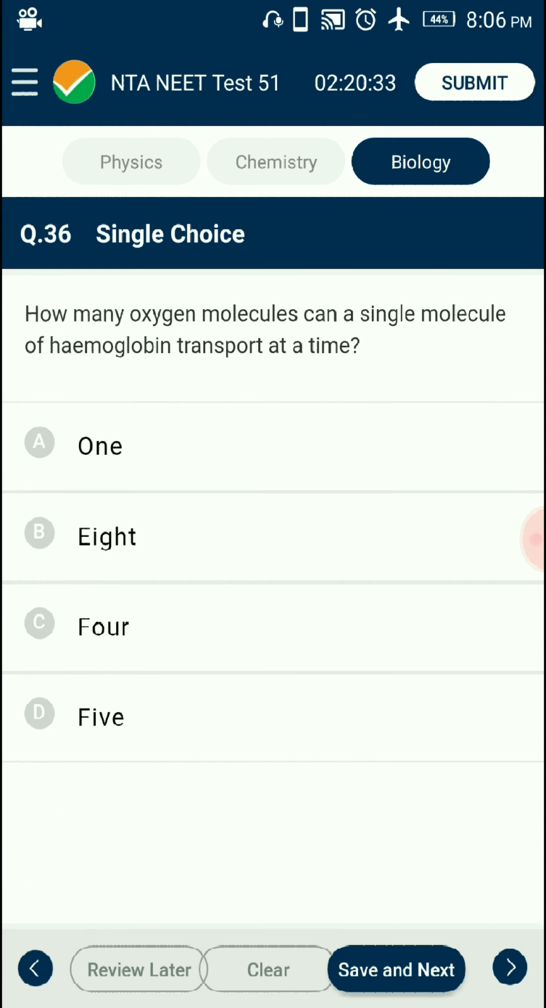Question number 36. How many oxygen molecules can a single molecule of hemoglobin transport at a time? Hemoglobin is a protein molecule found in the red blood cells which helps in carrying oxygen. It imparts the red color to the blood. It is made up of 4 chains, 2 alpha and 2 beta chains of polypeptide. Hemoglobin binds to oxygen and forms oxyhemoglobin. This molecule can carry 8 atoms of oxygen at a time, that is 4 molecules. So the answer for this question is option B, 8.